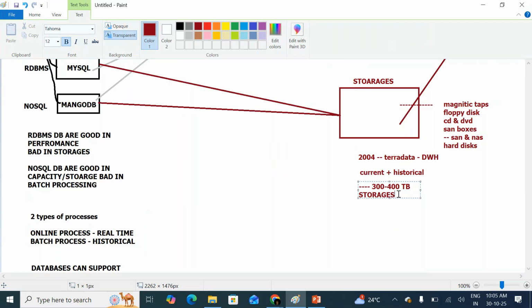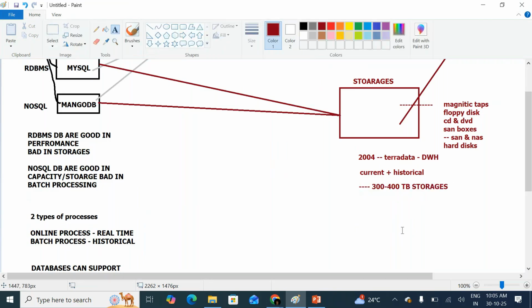The industry standards say these are good enough for up to 300 to 400 TB of storage. Sir, don't go and check Google and ChatGPT and don't blame me. I am talking in general, just concentrate on the concept. We are not exclusively database people.